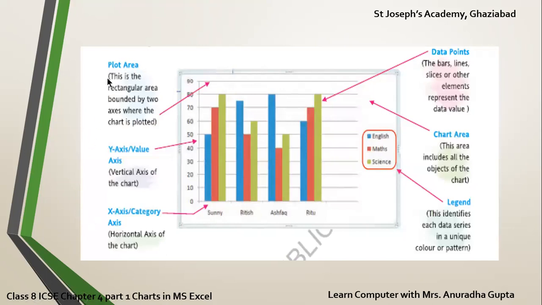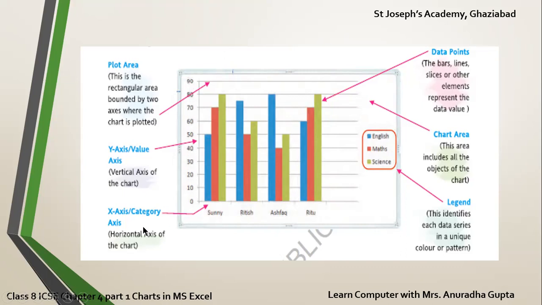Let's first discuss the plot area. This is a rectangular area bounded by two axes where the chart is plotted. Students, please note down where I'm rolling my cursor. That area is known as plot area. Second is y-axis. Y-axis is also known as value axis as well as vertical axis. Students, please note down where I'm rolling my cursor. That axis is known as y-axis.